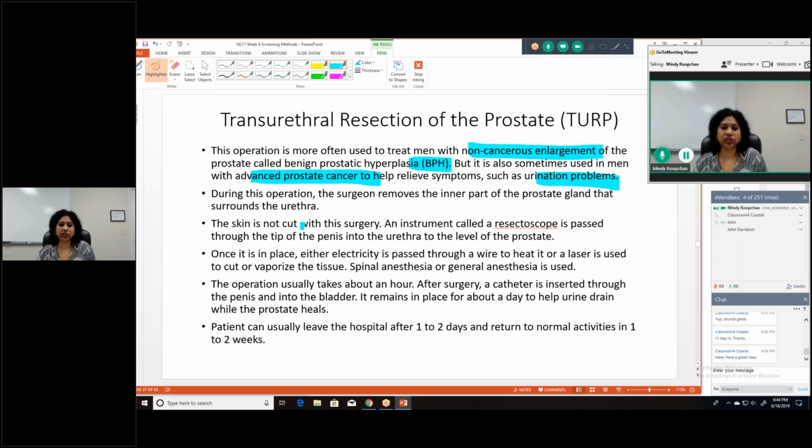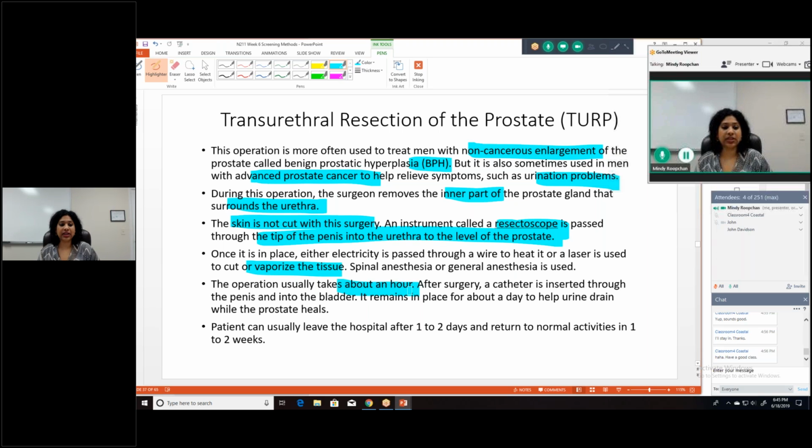So in this operation, the surgeon removes the inner part of the prostate gland around the urethra. The skin is not cut with this surgery. They use a resectoscope, passed through the tip of the penis into the urethra to the level of the prostate. Doesn't mean it's still not painful. Once it's in place, either electricity is passed through a wire to heat it, or a laser is used to vaporize the tissue, and we use spinal anesthesia or general anesthesia. The operation is short, about half an hour.